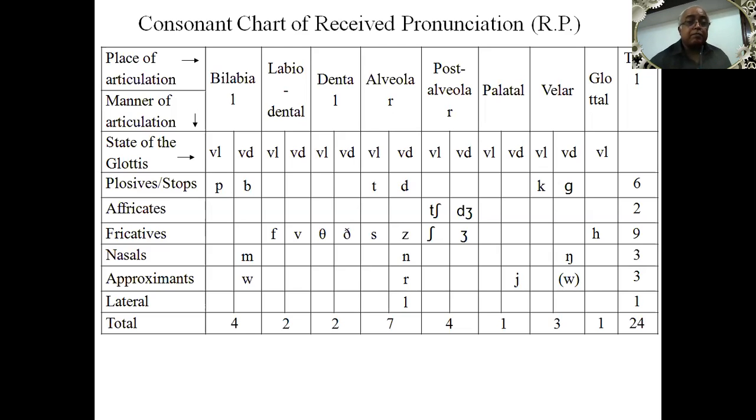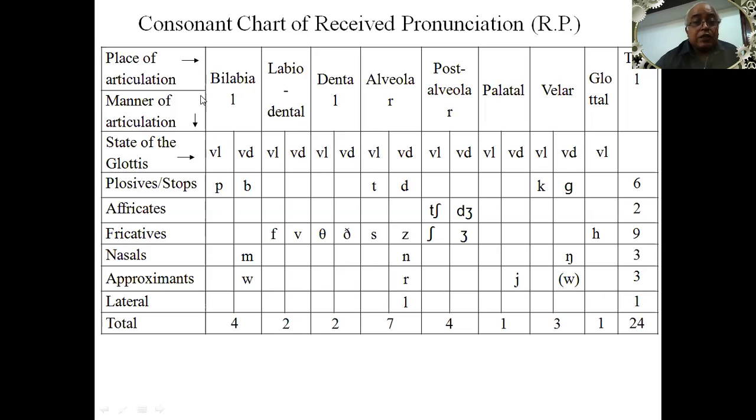So, pa. See, pa, where have we kept it? We have put it beneath this voiceless. This is VL. VL is voiceless and VD is voiced. So we have put it just beneath the voiceless state of the glottis. So in the first place, when we have to write the three-term label, we have to say that the p is a voiceless sound.